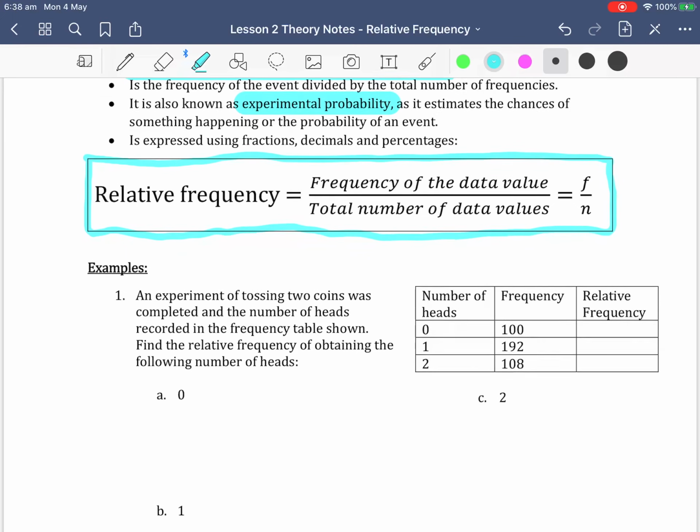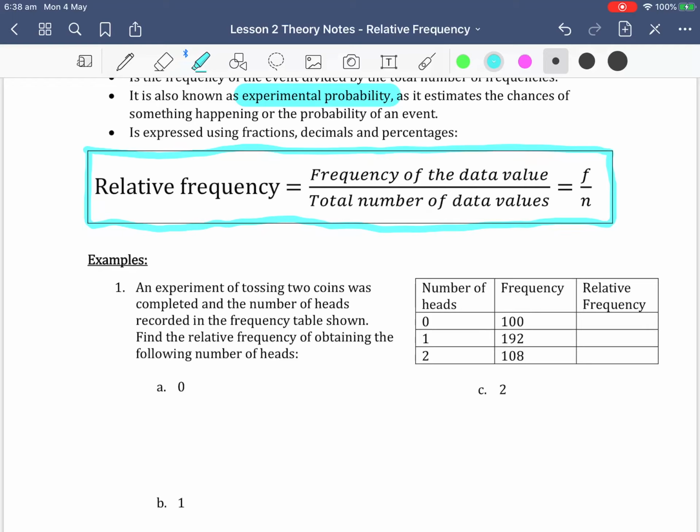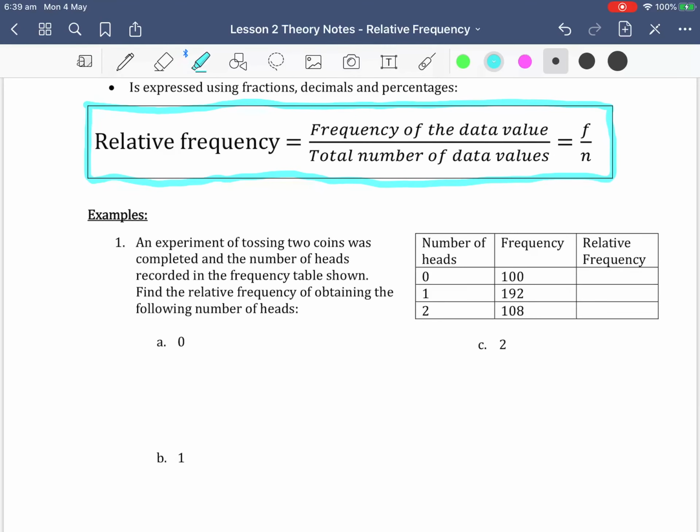So an experiment of tossing 2 coins was completed and the number of heads recorded in the frequency table shown. We want to find the relative frequency of obtaining the following number of heads. So we want to find 0 heads, 1 head, and 2 heads. So what we need to do is work out the relative frequency.